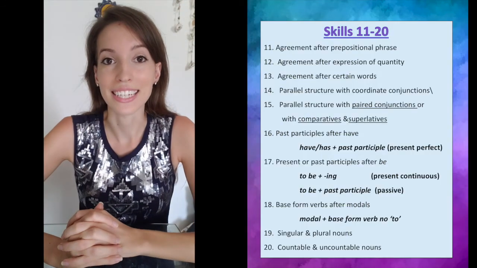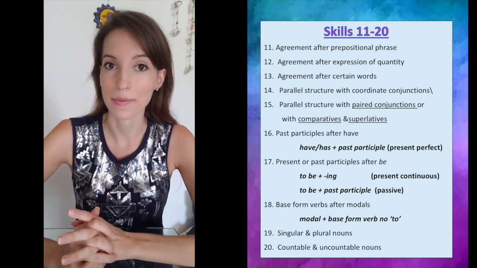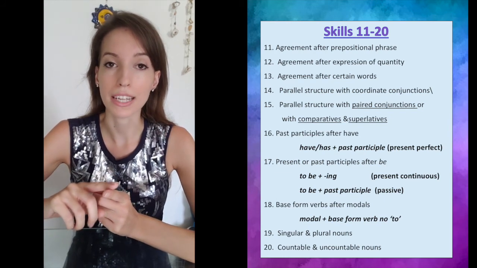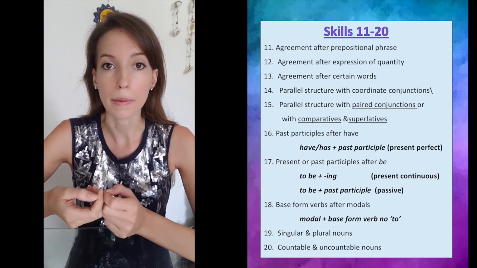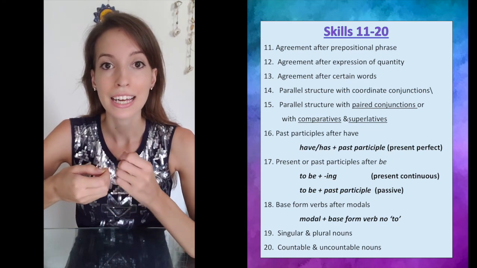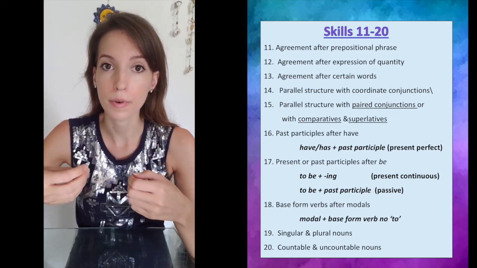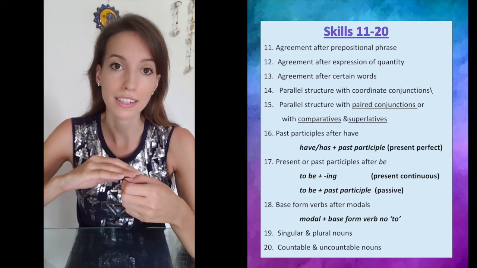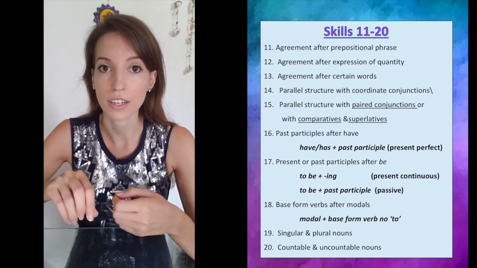We also learned 10 skills for the written expression part of the exam. Skill 11 is subject and verb agreements after prepositional phrases. Sometimes a prepositional phrase comes in between the subject and the verb, but your verb still needs to agree with the subject, not with the object of the preposition.